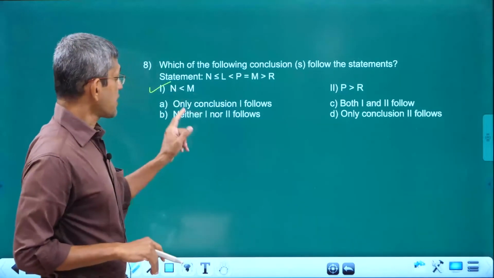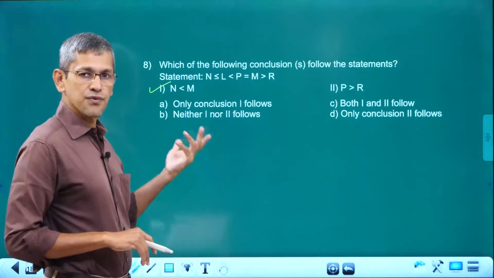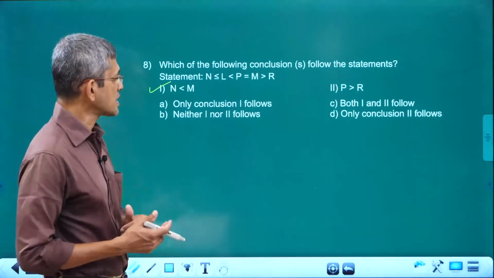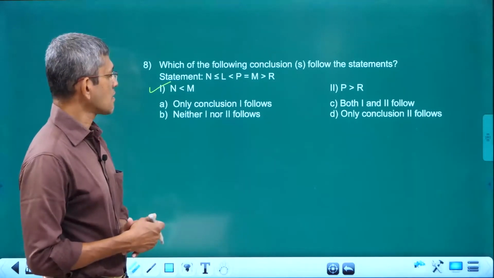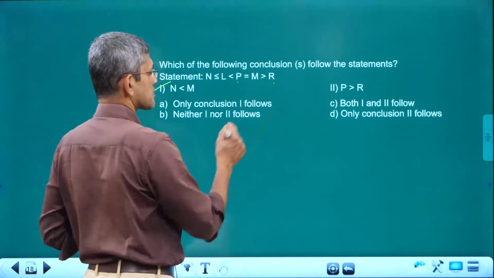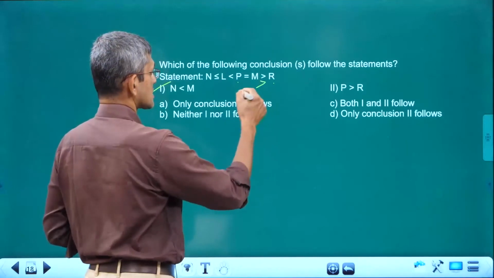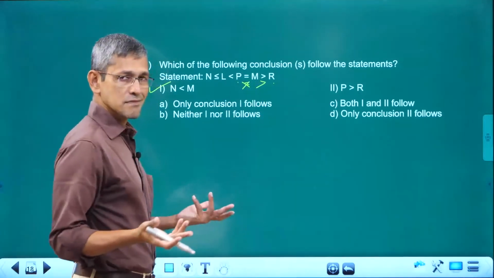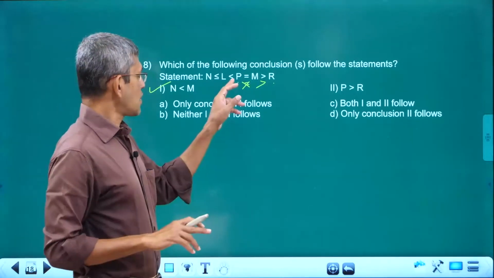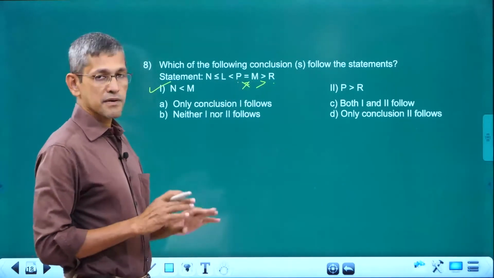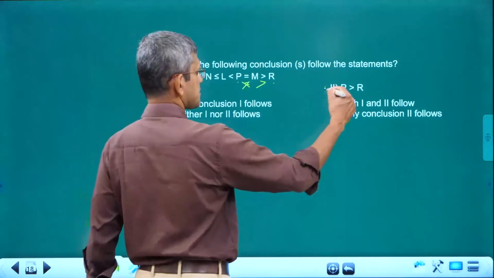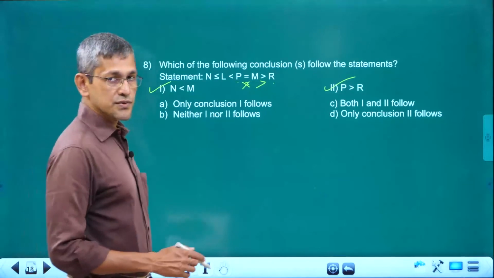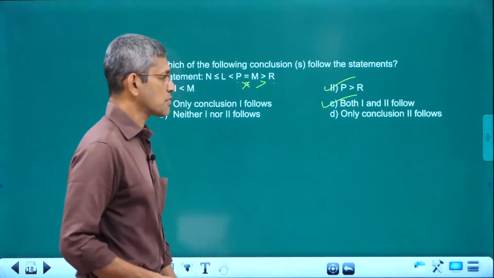Now we need to find out which conclusions follow. The first conclusion follows. How about the second conclusion? We need to check that as well. So, P greater than R. Between P and R, we have a greater than symbol and equal to as well. Ignore equal to because it's a neutral symbol. Now what we see is P is greater than R. Perfectly all right. So the answer is what? Both 1 and 2 follow.